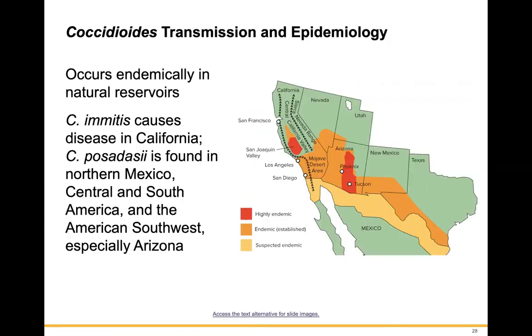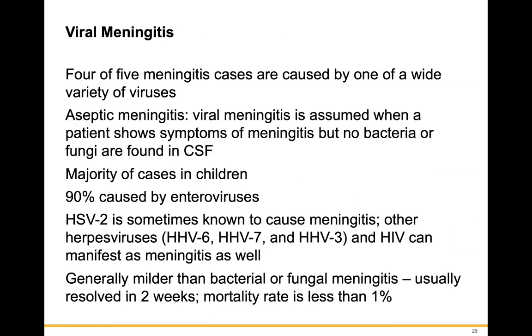Coccidioides is very, very rare in the US, but any cases that we have had have been in the Southwest area, really the Mojave Desert area. So those are all different types of bacterial and fungal meningitis.